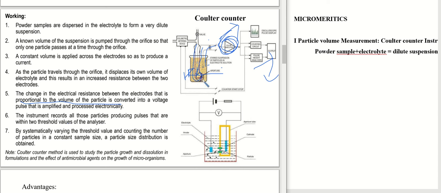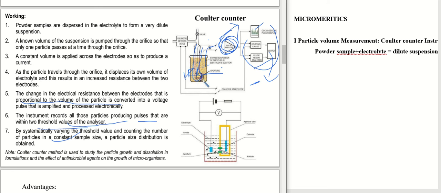So here we will be having two threshold values of the analyzer. Now this is completely related to the instrument. Now here by varying these threshold values, we can count the number of particles in a constant sample size, and thus the particle size distribution can be obtained. The particle volume can be obtained. How many particles are being passed through the orifice?